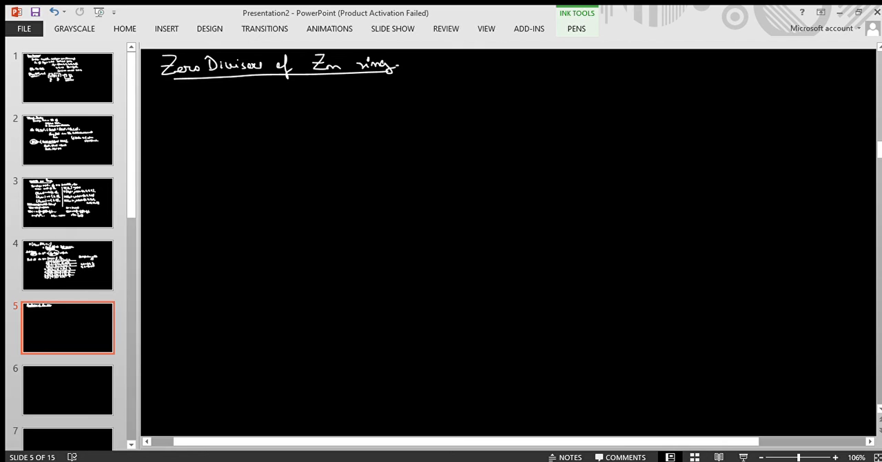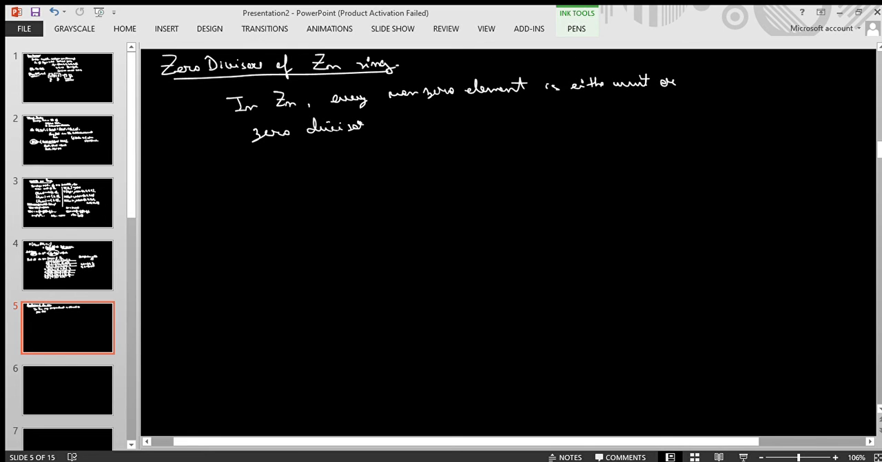So the result, or the conclusion which we can use to find the zero divisors of Zn ring, is that in this ring Zn, every non-zero element is either a unit or a zero divisor.